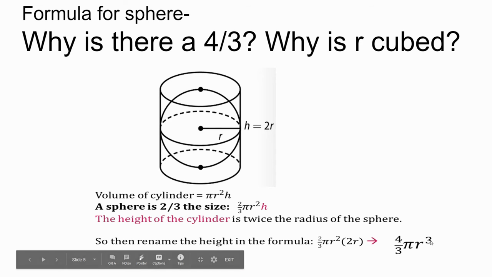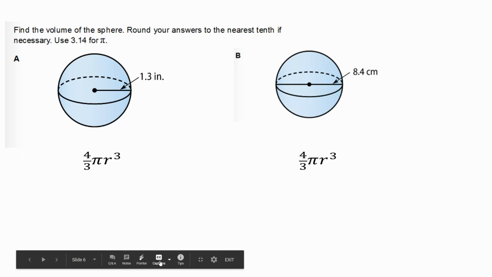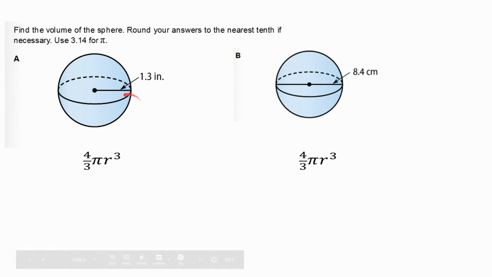Again, if you are confused how they came up with this formula, please be sure to check out that other video. So moving on, our first 2 problems. Over here, I have to find the volume of this sphere, sphere A. And remember, we're going to round our answers to the nearest tenth when necessary. So I have 4/3 pi r cubed. And we have a radius already labeled for us of 1.3 inches.